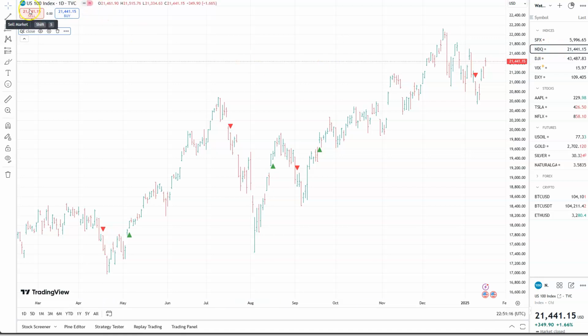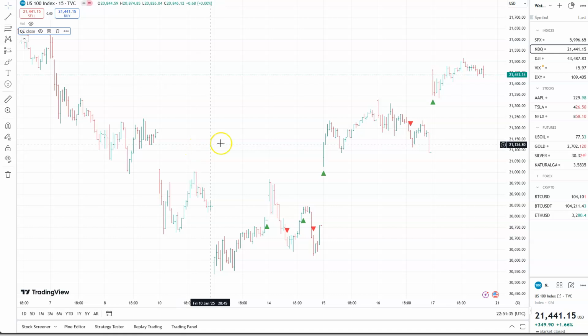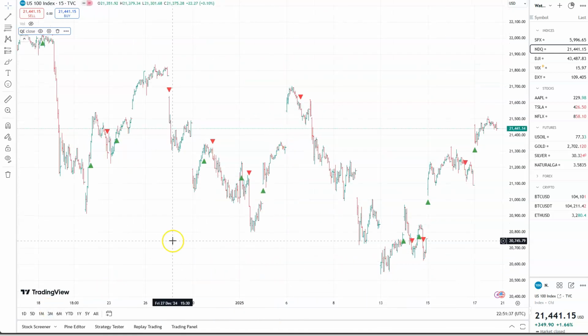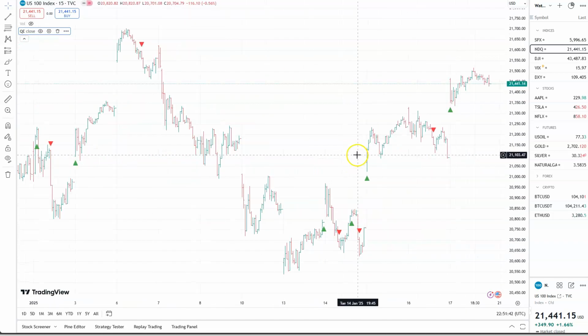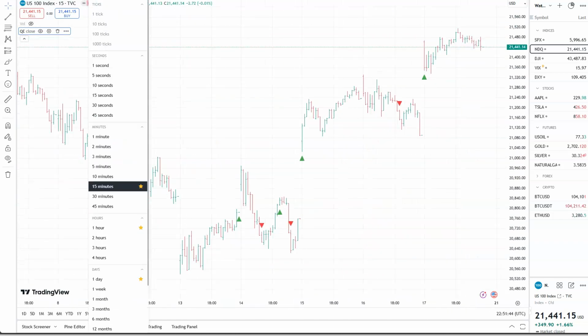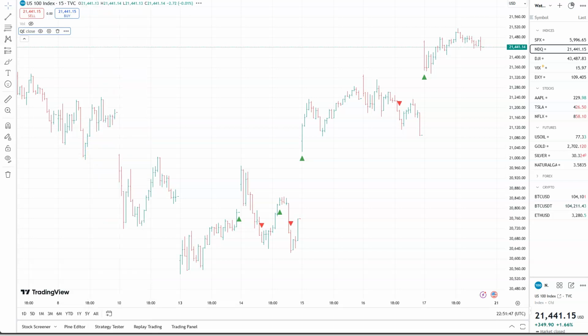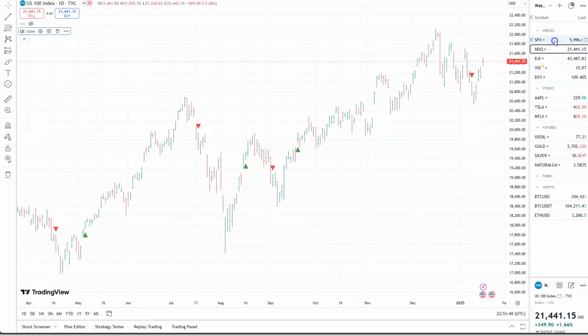Now this is the Nasdaq 100 index, and you can see the green triangle is the buy signal, and the red triangle is the sell signal. Currently we are looking at the daily time frame, but this indicator works on all time frames, not just daily. You can go to the 15-minute time frame, and you can see it works there. You can go to the 5-minute time frame, but let's go back to the daily time frame and go to SPX.